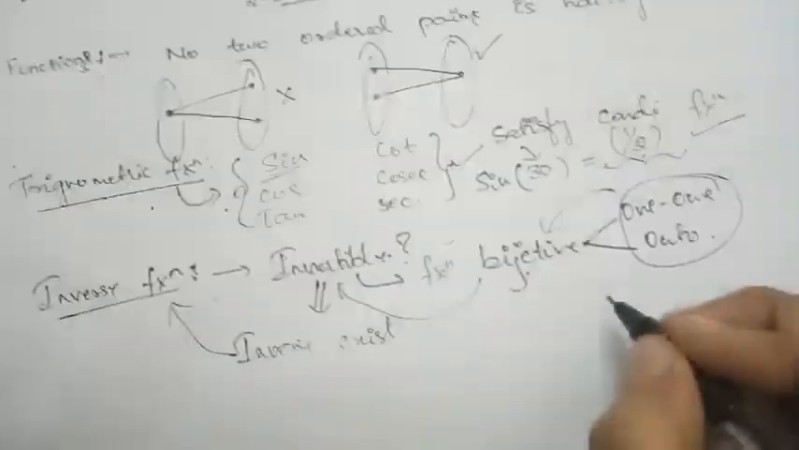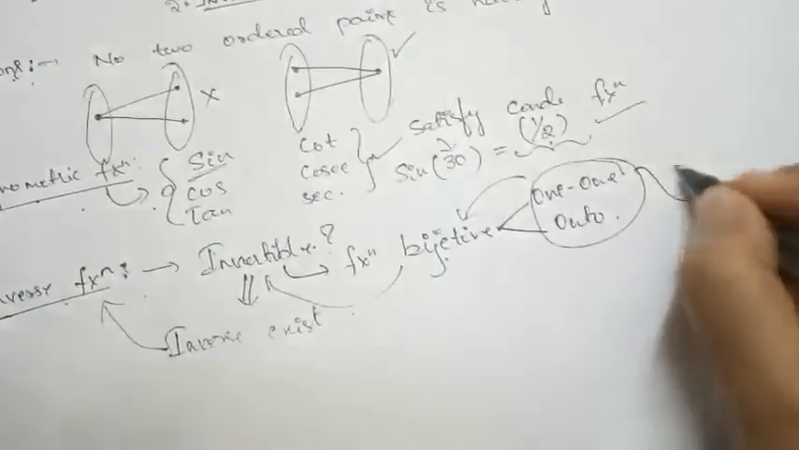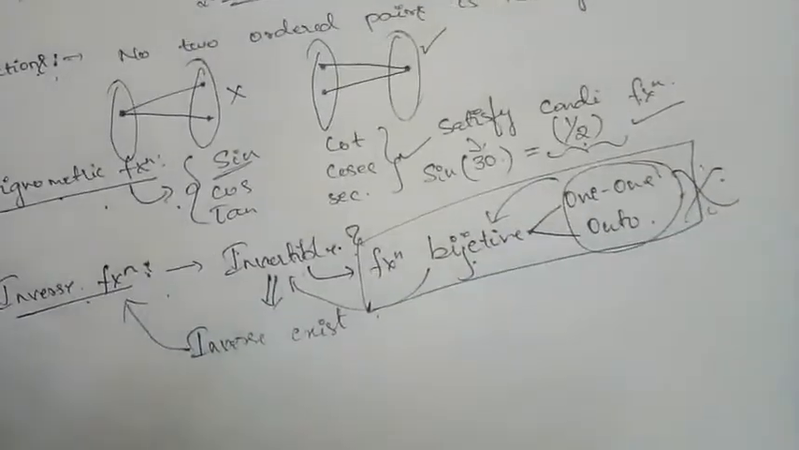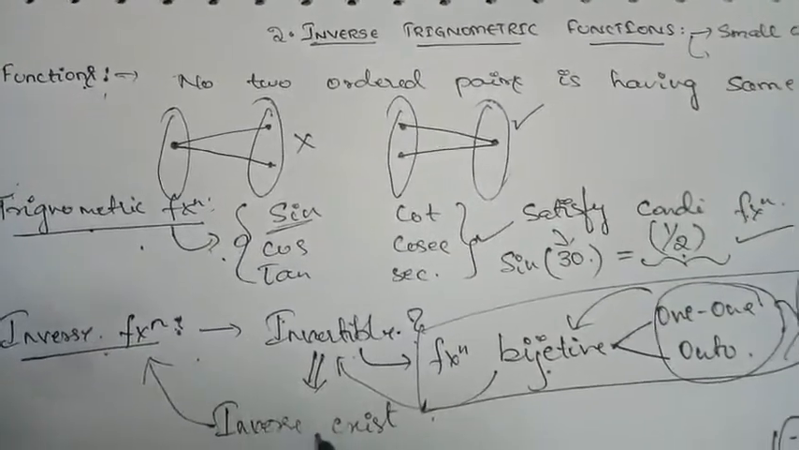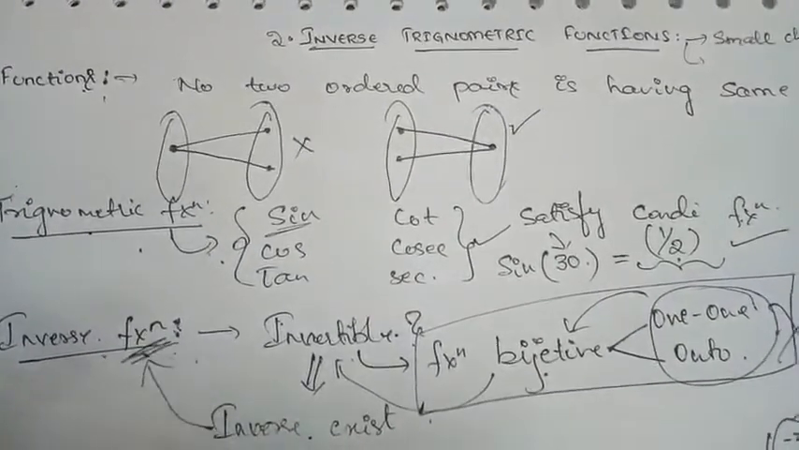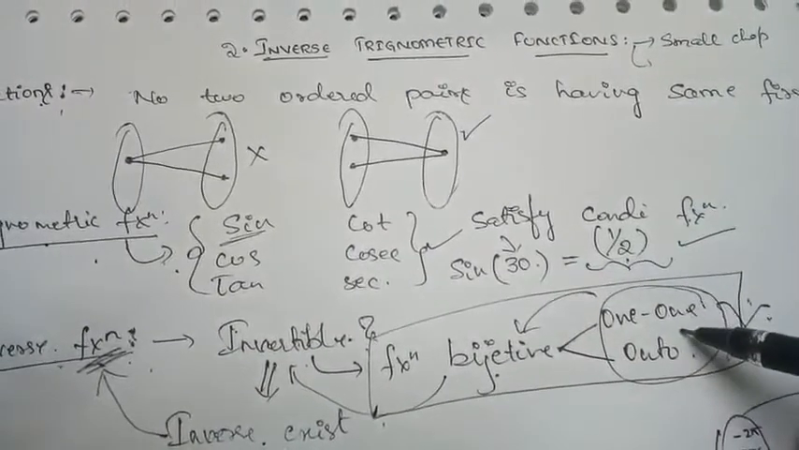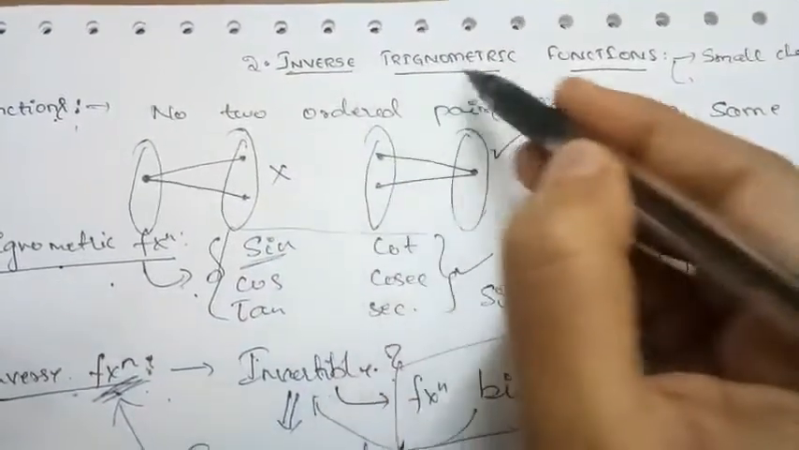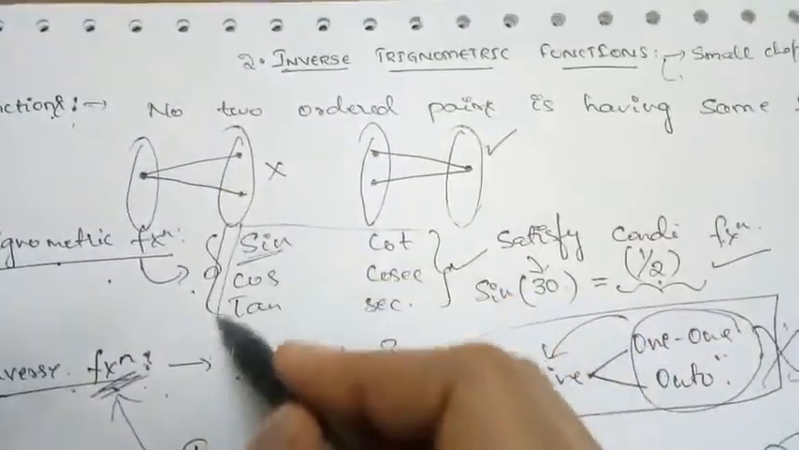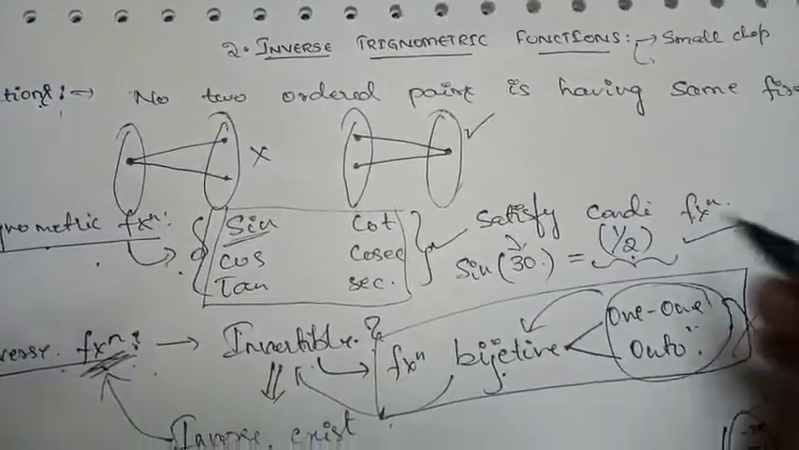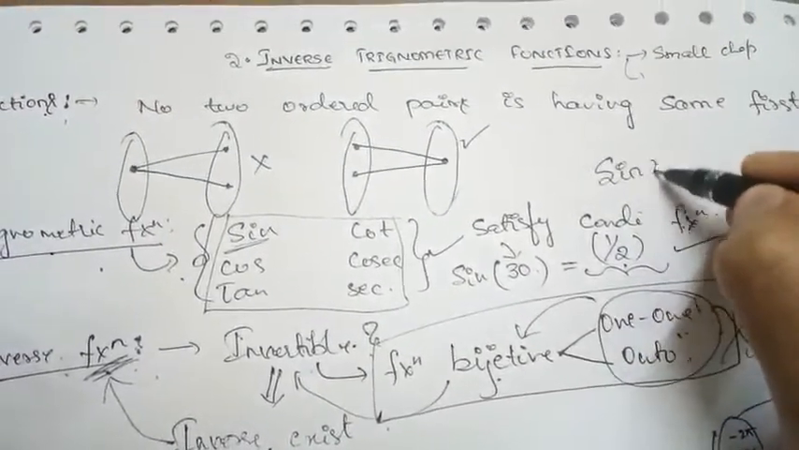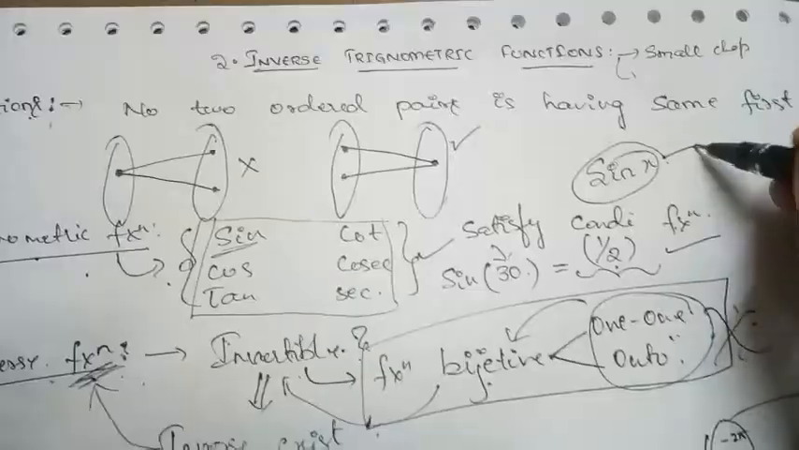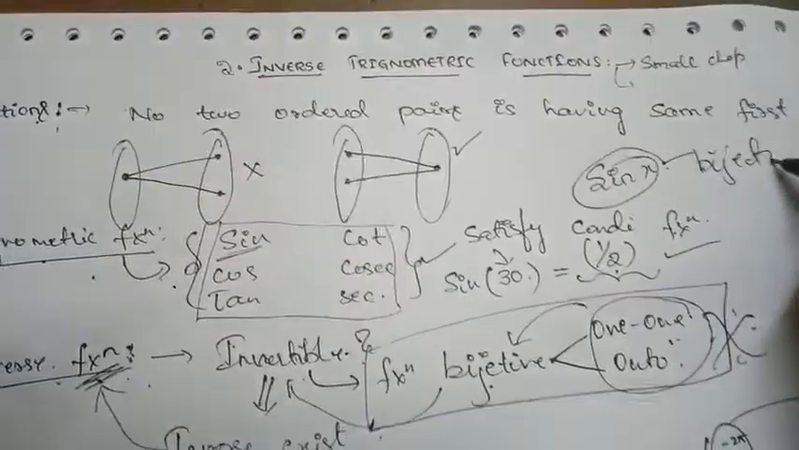So the major condition to find the inverse of a function is this one: the function should be a bijective function. To say any function has an inverse function, this is the basic thing, that the function should be bijective. Now since we are talking about the inverse trigonometric functions, these are the 6 trigonometric functions. Let us consider the sine function and check whether the sine function is bijective or not.